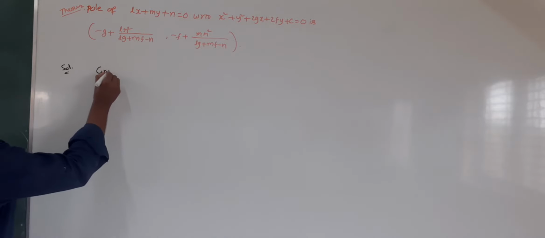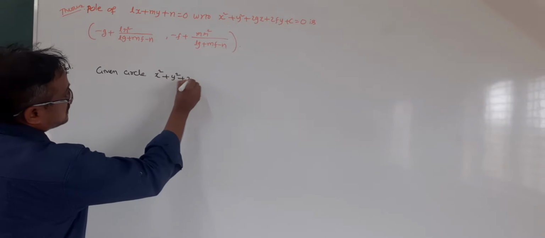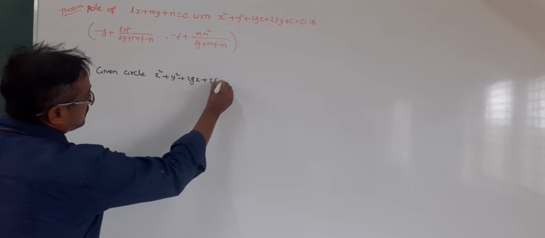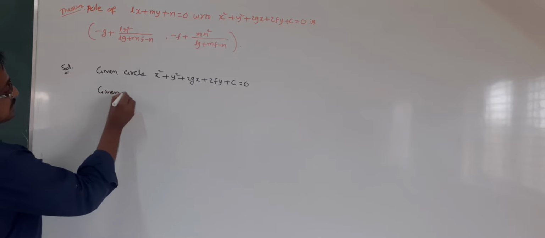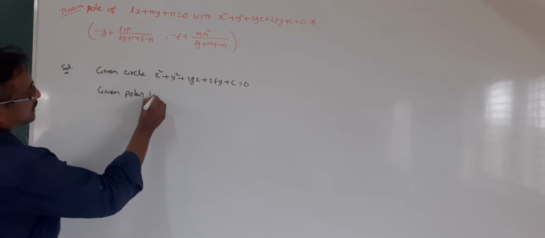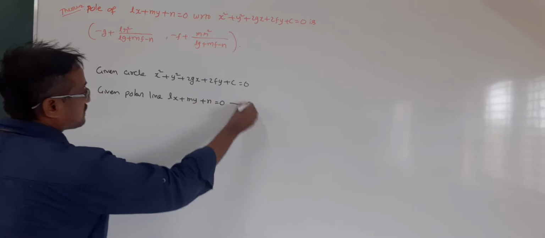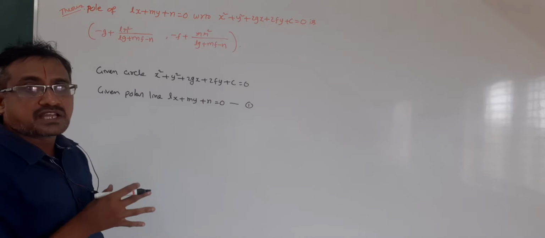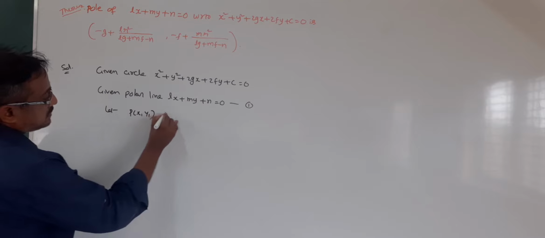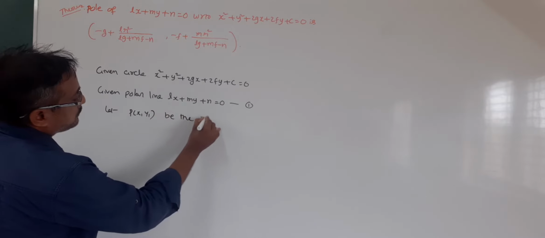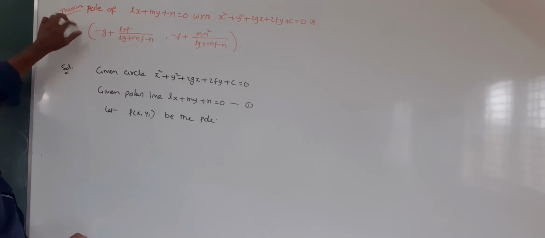Now let us see. Given circle x square plus y square plus 2gx plus 2fy plus c is equal to 0. Now given polar line lx plus my plus n equal to 0. Let it be equation 1. So here you are having a polar line. So let P(x1, y1) be the pole. We have to show that the pole P(x1, y1) is this point.